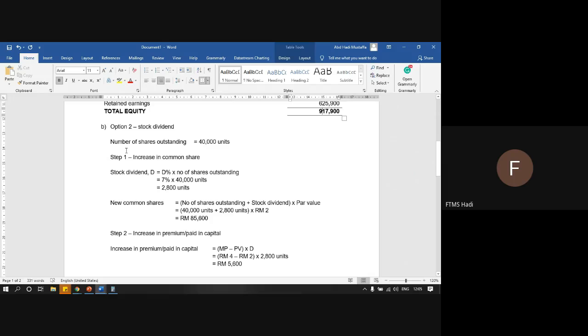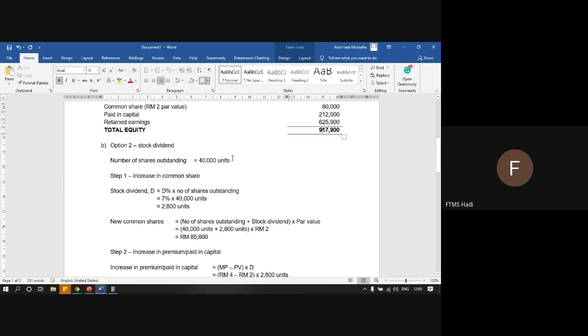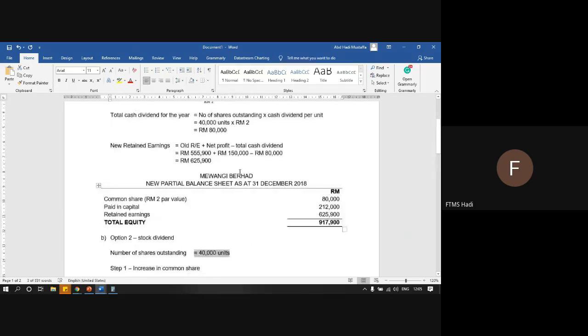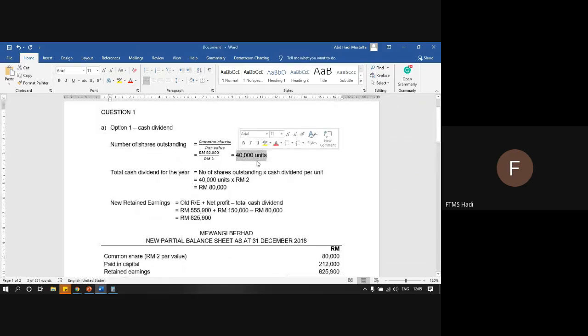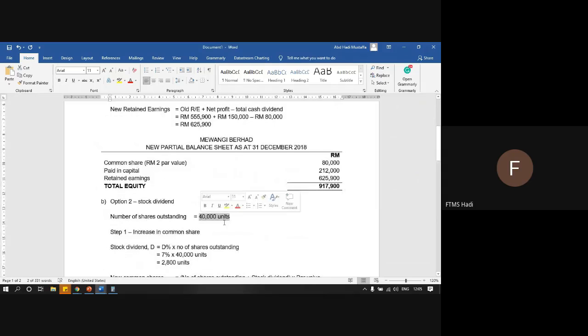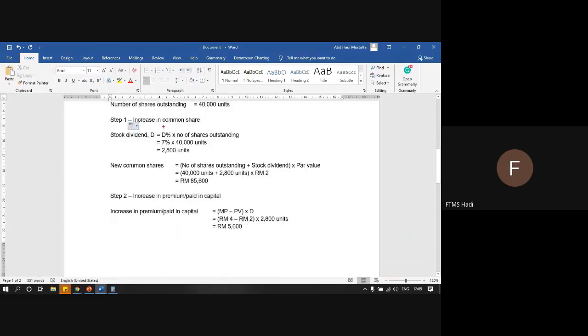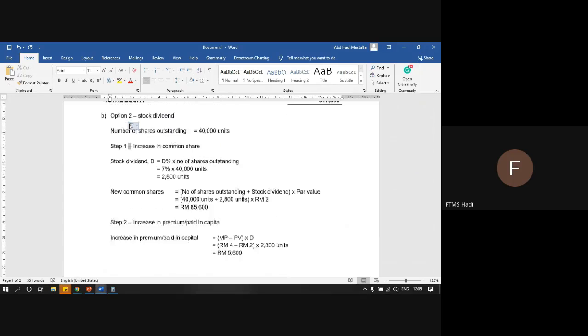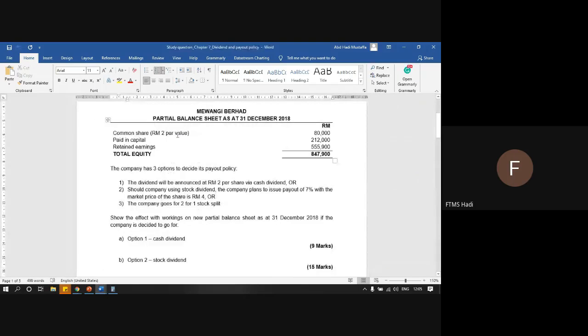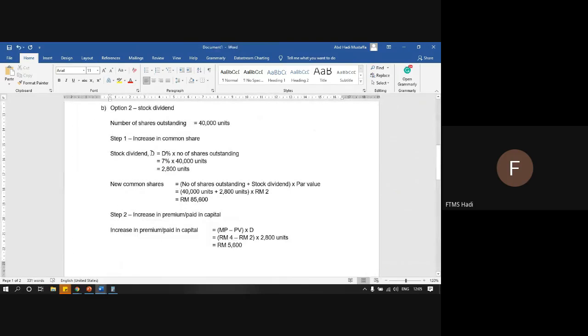Okay, as far as working is concerned, number of shares outstanding, we already have a calculation at the earlier part, this one. Okay, so you don't have to calculate. If you want to do that, that's fine for me. Okay, first step, you need to update your common share. Yeah, update this one, common share, which is to find stock dividend first, D is equal to D percentage multiplied by number of shares outstanding.